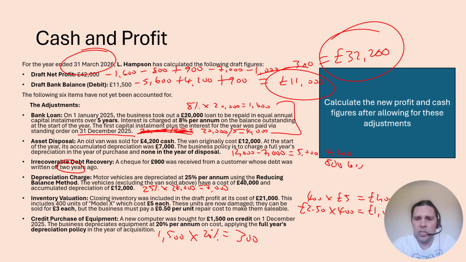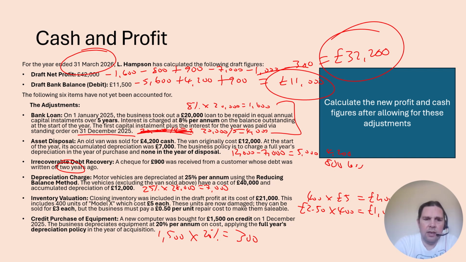Anyway, the first adjustment is for a bank loan. Now, the other thing to note is the following 6 items have not yet been accounted for. So you've got to make sure you consider that. And yeah, it's part of it. But this is for the year ended 31st of March 2026.